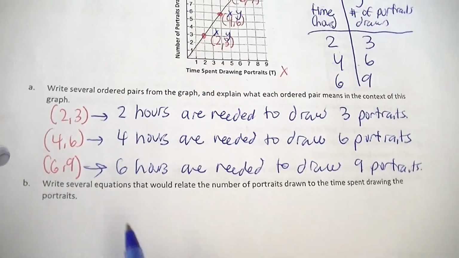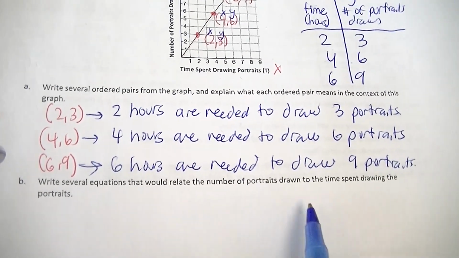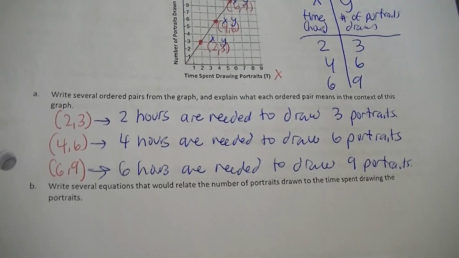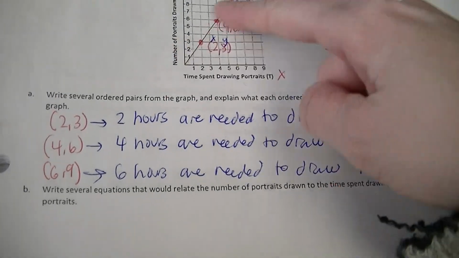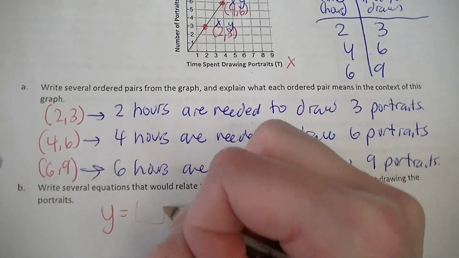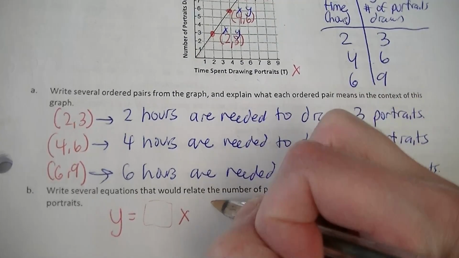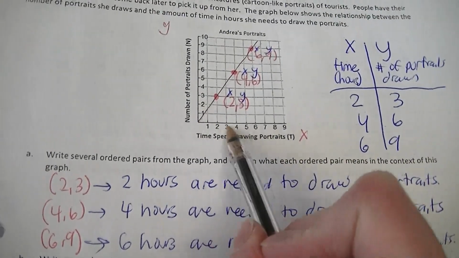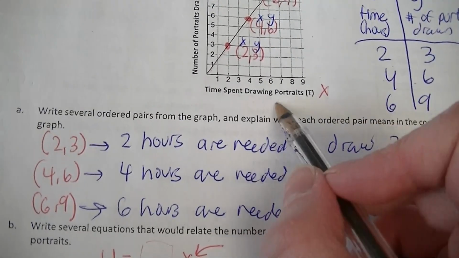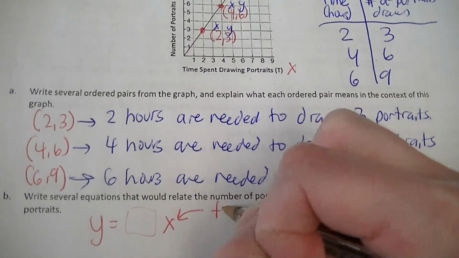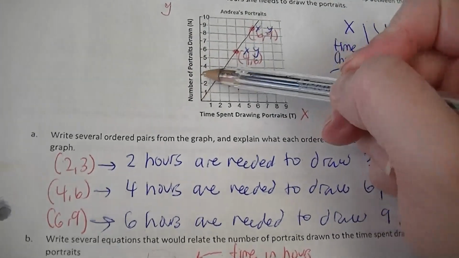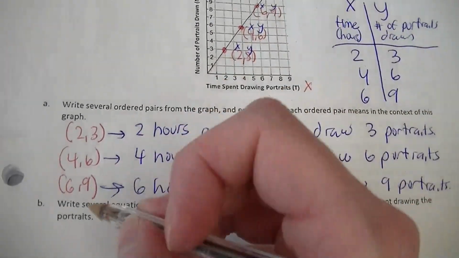Okay. Letter B: write several equations that would relate the number of portraits drawn to the time spent drawing the portraits. When we're writing an equation to represent this proportional graph or table, you would go y equals, leave a spot for your unit rate, times x, okay? And x represents time spent drawing portraits, so I'm just going to put time in hours. And then y, which is the dependent variable, is the number of portraits drawn.